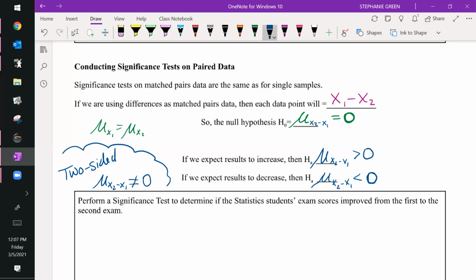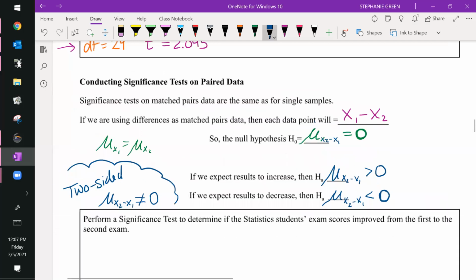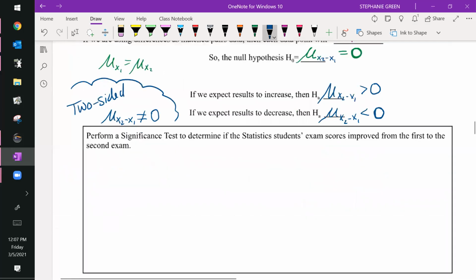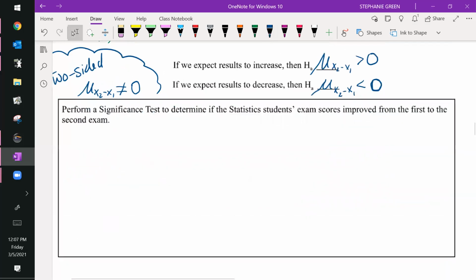We just have to consider what type of difference we are looking for. So let's perform a significance test to determine if those stats students' exam scores improved from the first to the second exam. And when we looked at it, every single one of those scores was a positive number. So I'm betting that we can say yes. Let's go ahead and do the test though.